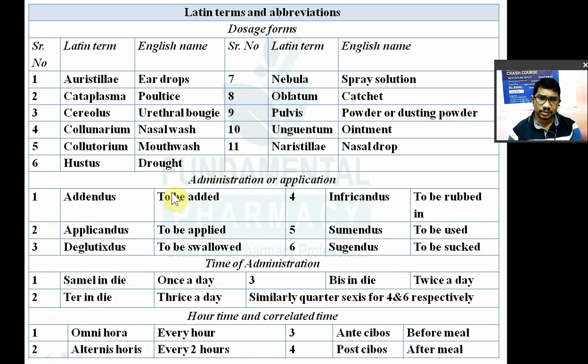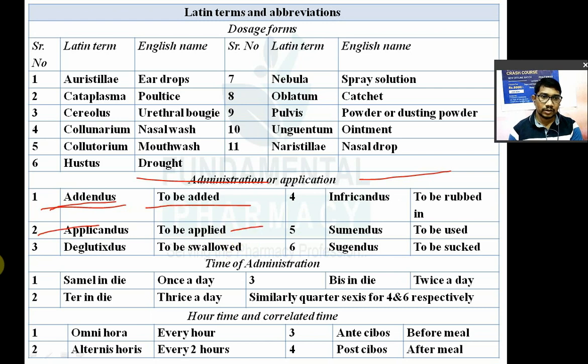Then, for example, administration और application related terms। जो ड्रग्स आप लेते हो उसके लिए रिलेटेड टर्म्स कौन से हैं in the Latin? So first is addendus. It is a Latin term, addendus बोलते हैं उसको। Addendus means to be added। Add ऐसा आपको समझ में आएगा। Then second term is applicandus. Applicandus means to be applied.